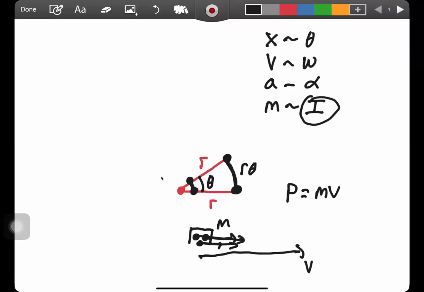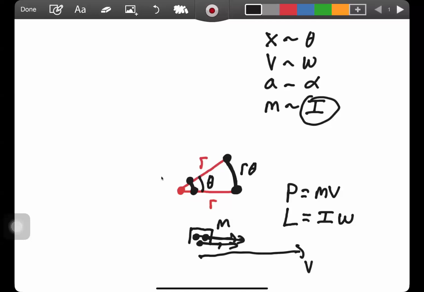So just as p equals mv, the rotational analog, we're going to say L for angular momentum, and that is going to be equal to I, because I'm going to put an I wherever I see the m. And then you see the v there. Well, I'm going to substitute omega. So that is one way in which you can write angular momentum.